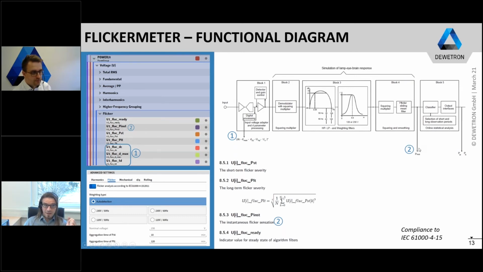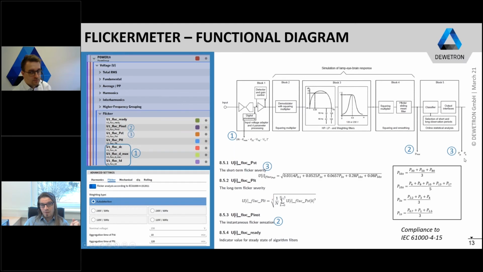And this instantaneous flicker sensation is then fed into the fifth block, where on the one hand the short-term flicker severity is output and on the other the long-term flicker severity is output. The short-term flicker severity is calculated according to this formula.